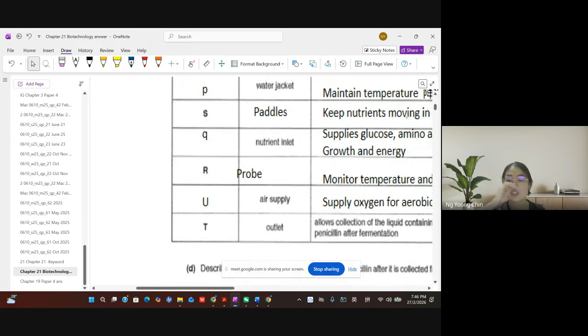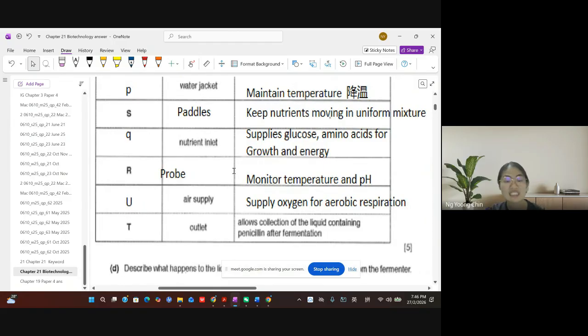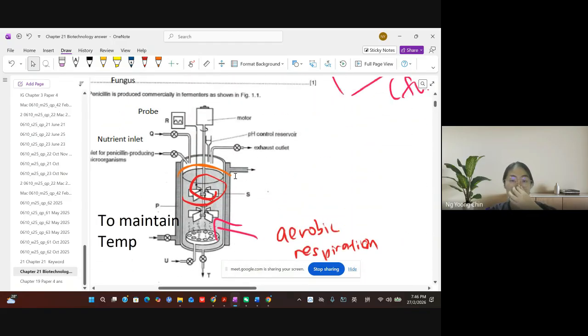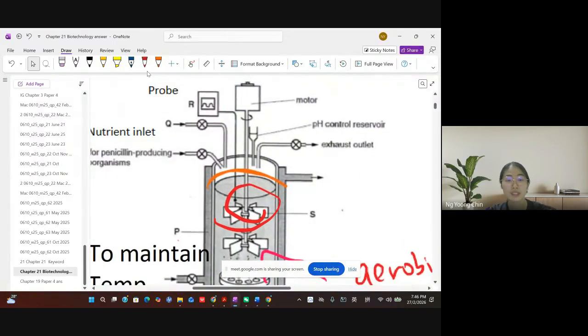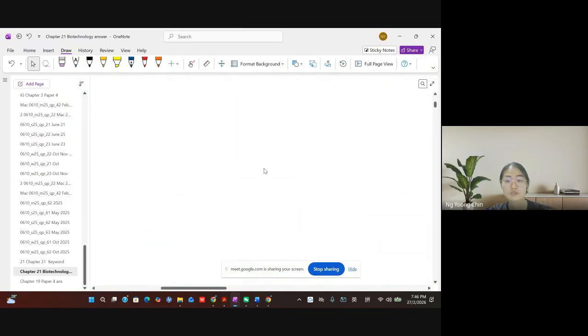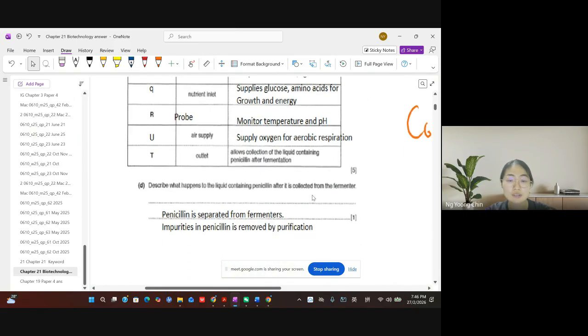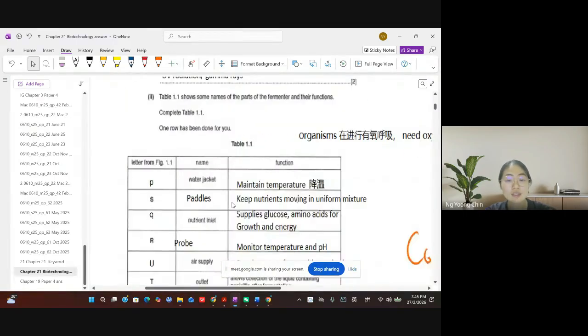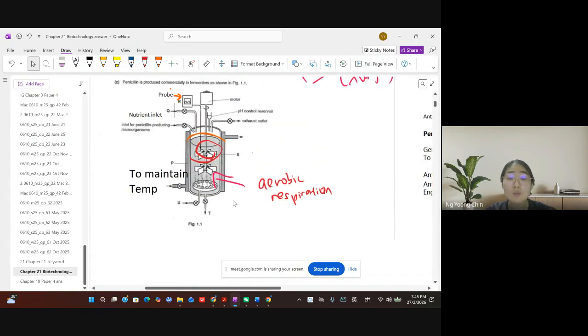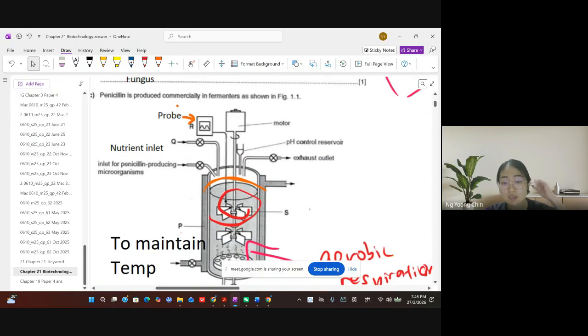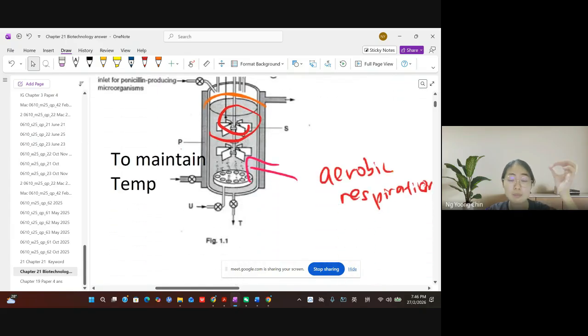And then the probes. Okay, the probe is just a sensor. Yeah, so this is a probe. This is the sensor. And then air supply oxygen for the aerobic respiration. Yeah, that's it. Okay, so you need to know about the structures. You should know about the structures and the labels.